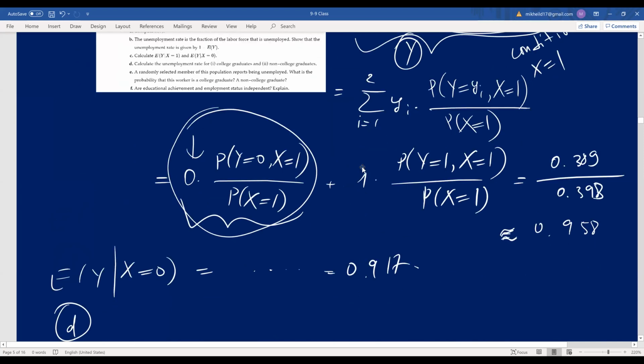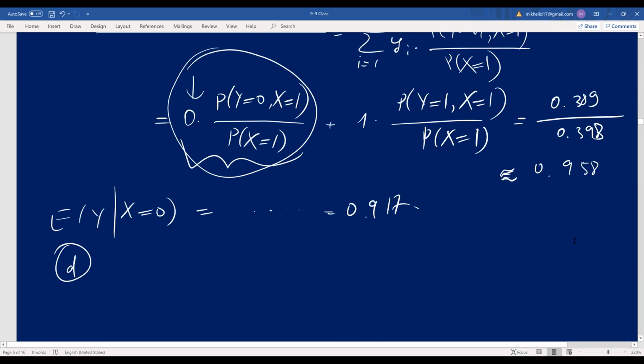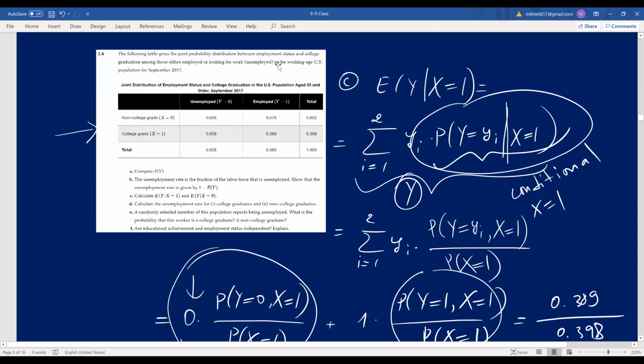Professor, I have 2 questions. You said probability y equals 1 comma x equals 1. Does the comma represent a multiplication? Comma means "and" in this case. It's 1 times this term, but this is in the numerator: probability that y equals 1 and x equals 1. You see this in this table: probability y equals 1, you are in this column, x equals 1, you are in this column. So the probability that y equals 1 and x equals 1 is at the intersection of the 2, which is 0.389.